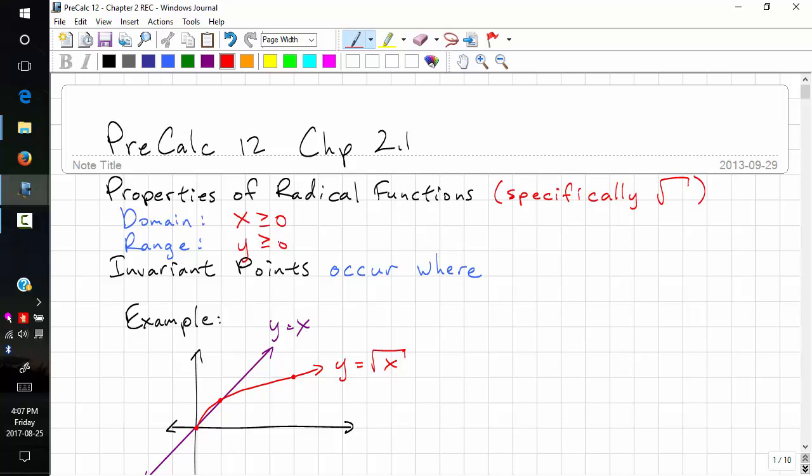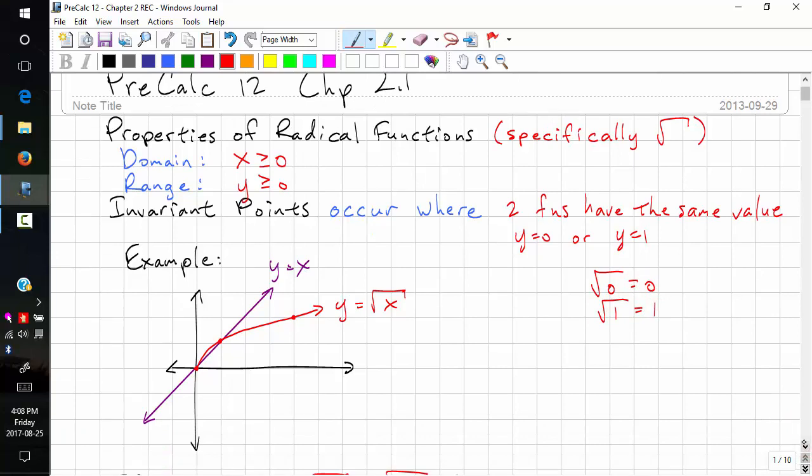Invariant points occur where two functions have the same value. For the original function and the square root of that function, they have the same value at y equals 0 or y equals 1, because square root 0 equals 0, square root 1 equals 1. So we have the invariant points here, y equals 1, y equals 0. Okay, they meet here.